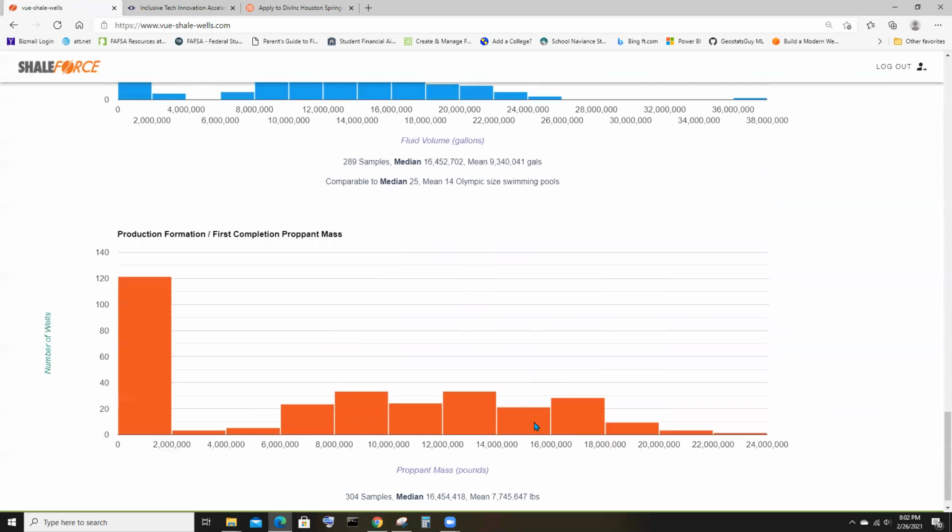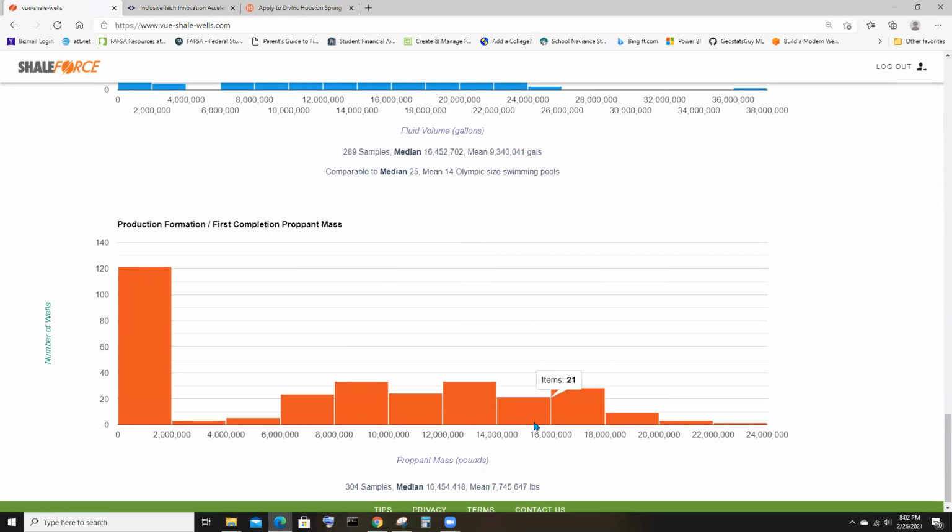And the last set of histograms is the distribution of proppant mass associated with first completion. So you can see a range, and it also gives you some idea, if you're going to do something here, of the cost involved.